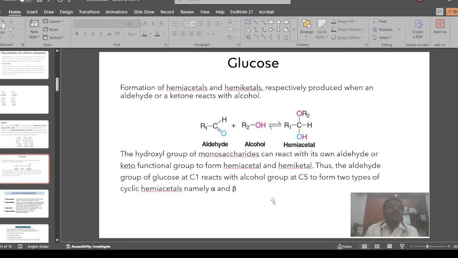Now, formation of hemiacetals and hemiketals. Aldehydes and alcohols, when they react together, form a hemiacetal. The hydroxy group of the monosaccharide can react with its own aldehyde or ketone functional group to form a hemiacetal. If it is a ketone, then it is a hemiketal. Thus, the aldehyde group of glucose at C1 reacts with the alcoholic group of C5 to form two types of cyclic hemiacetals, namely alpha and beta.